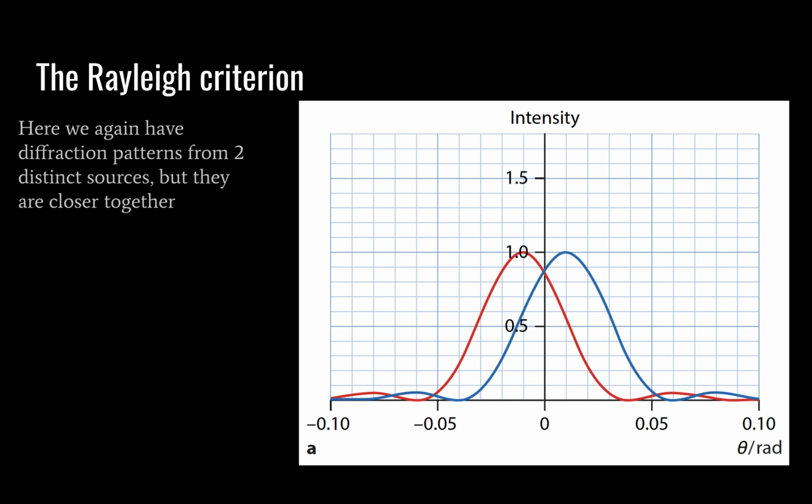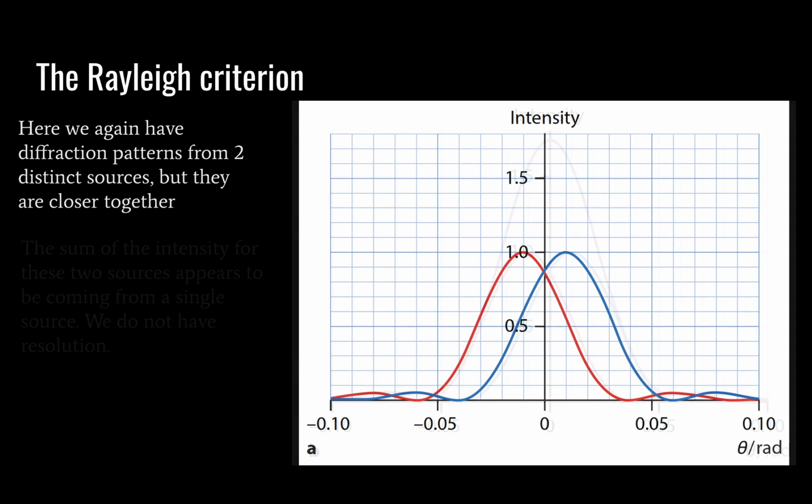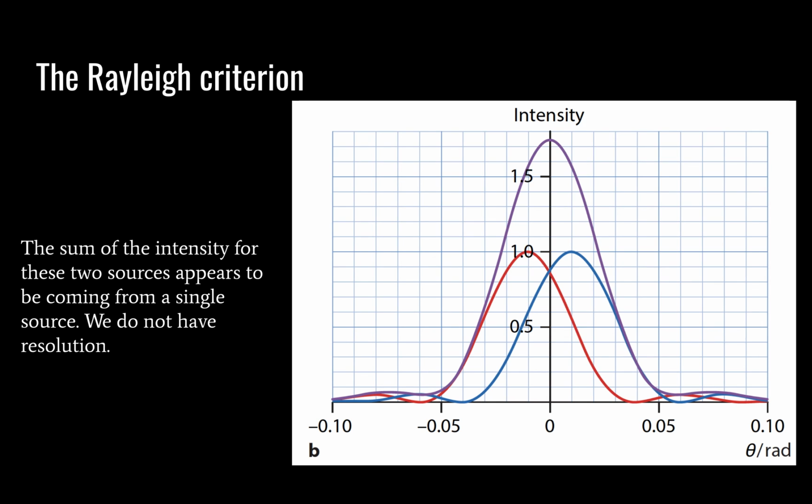So what is the Rayleigh criterion? Here we have a couple of diffraction patterns from two different sources. In this case, though, they're closer together. And what happens is that the sum of the intensity looks like it's coming from a single source. So in this case, you would not be able to tell your two sources of light apart from each other. We do not have resolution here.